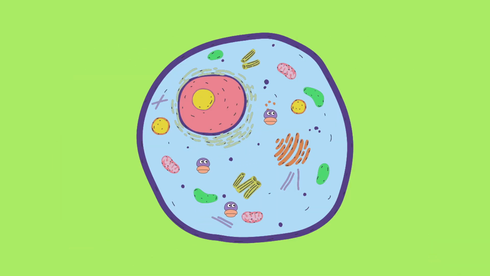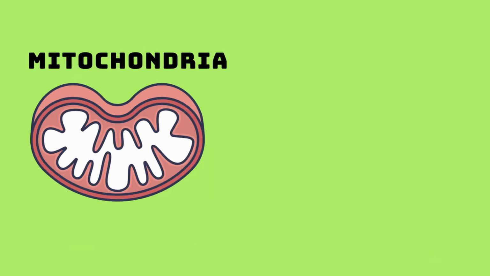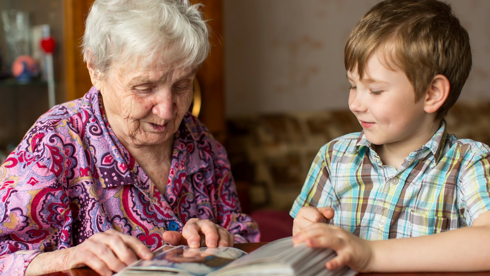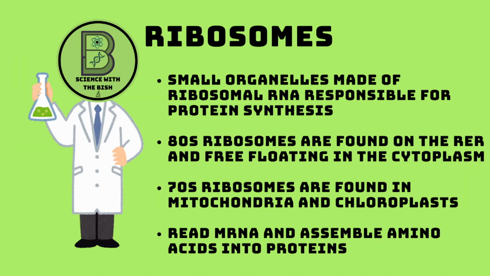In eukaryotic cells, most ribosomes are 80S, the larger type found in the cytoplasm. But inside mitochondria and chloroplasts, you'll find 70S ribosomes, smaller ones that look suspiciously like those in prokaryotes. A little reminder of their ancestral origins. Here's a summary for the ribosomes.